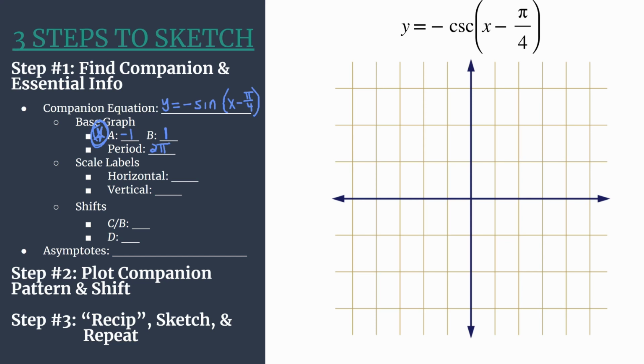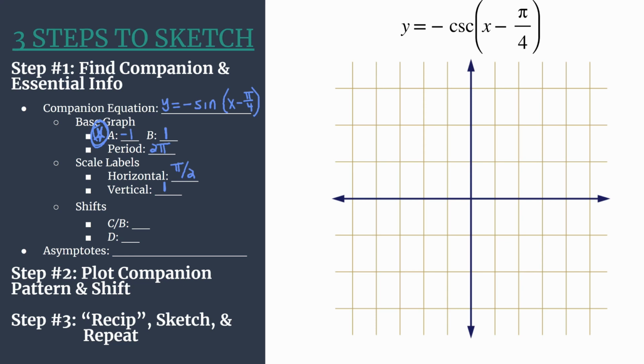All right, now we can get some scale labels going. In this method, I always take the period and divide by 4 to get the horizontal axis scale. So take the period 2 pi, divide by 4. That simplifies to pi over 2. And I do that because in step 2, when we're plotting the companion pattern, we're going to have 4 key points, and it's really nice if that starting graph aligns nicely with horizontal tick marks. It just makes everything a little bit neater and a little easier. All right, so the vertical scale, 1 usually works really well.